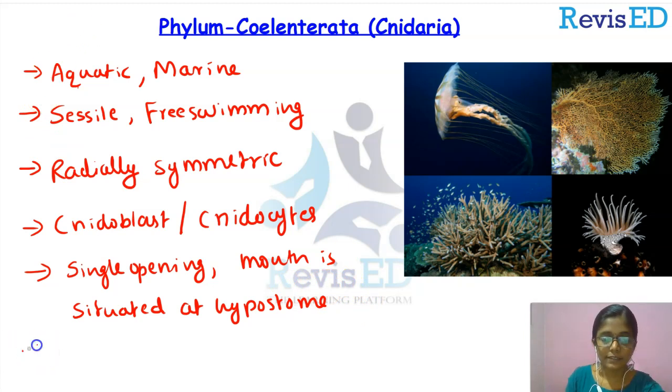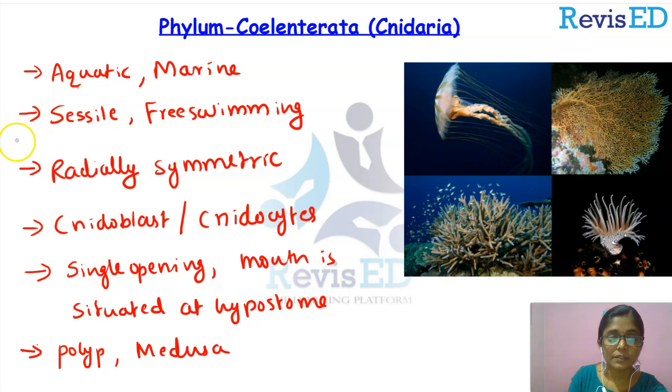And finally, for the general character, these animals are of two types. They are in two forms. Which are they? The first form is called a polyp and the second form is called a medusa. Okay, now look at here. This is the medusa. So simply, medusa is the free swimming form of the Cnidaria.